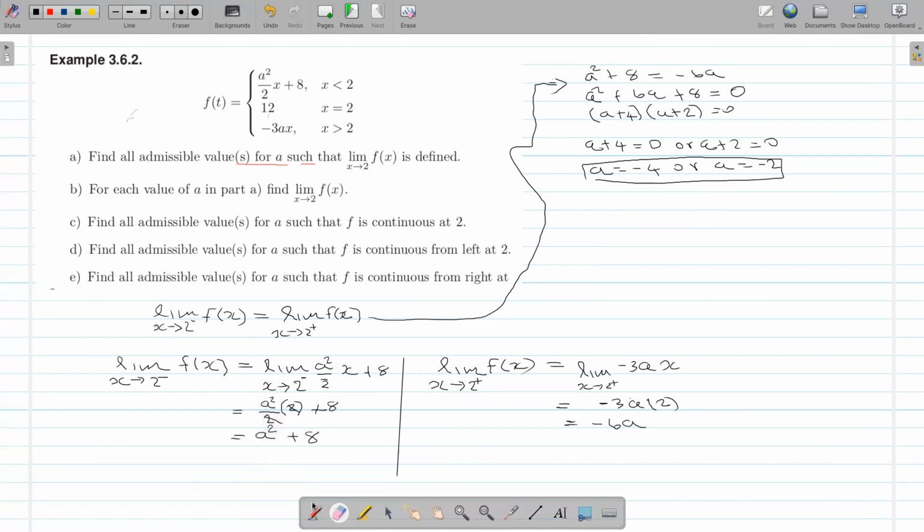Okay, so I'll write this one here, and a equals -2. Okay, so first part is fine.